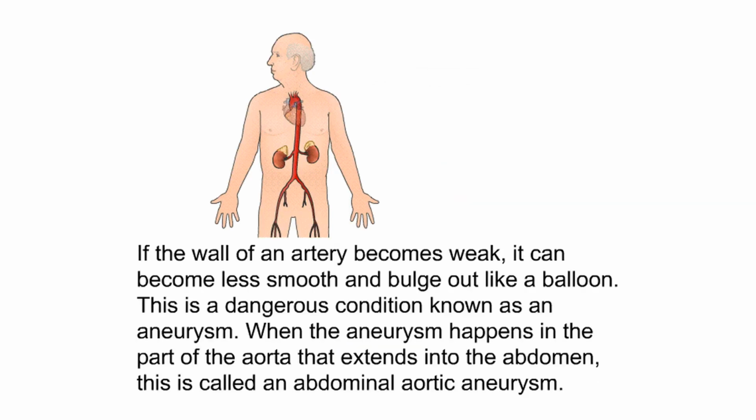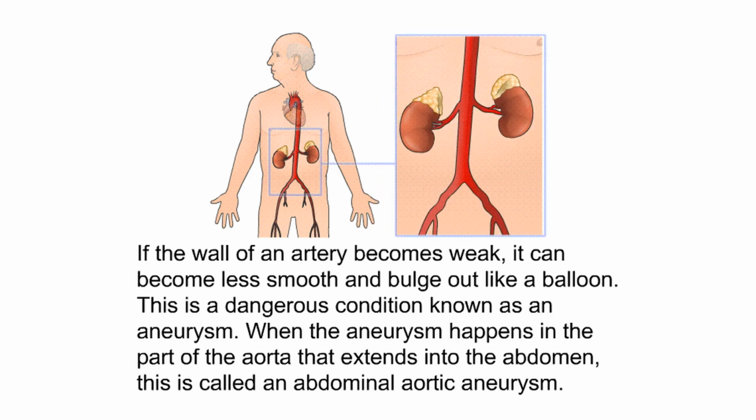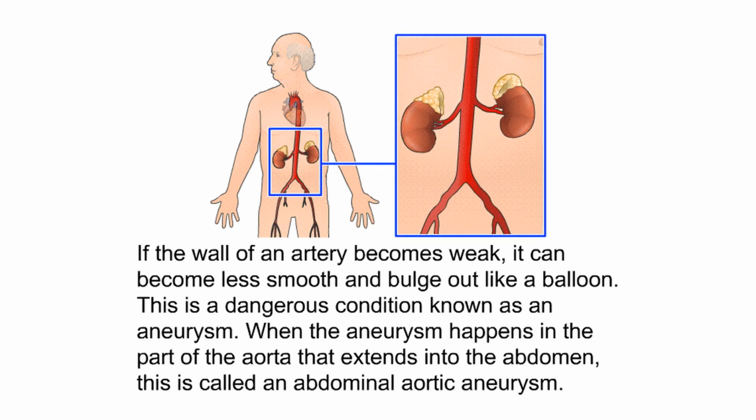Summary. If the wall of an artery becomes weak, it can become less smooth and bulge out like a balloon. This is a dangerous condition known as an aneurysm. When the aneurysm happens in the part of the aorta that extends into the abdomen, this is called an abdominal aortic aneurysm.